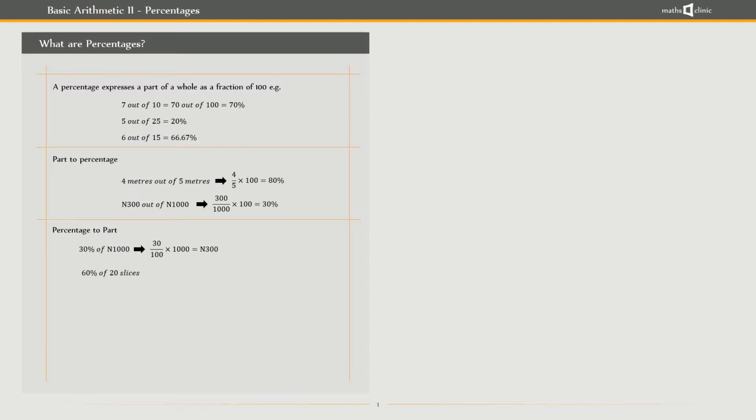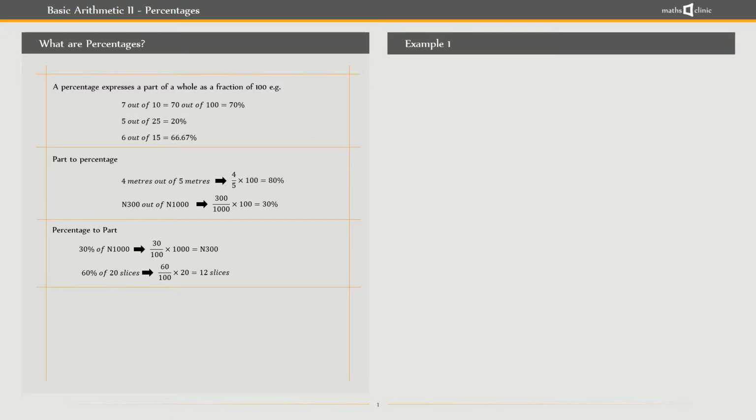You could also have 60% of 20 slices. 60% is 60 out of 100, and you simply multiply this by 20, and what you end up with in the end is 12 slices. So that's the basic idea behind percentages, and we'll go ahead and solve some examples now. Example 1.